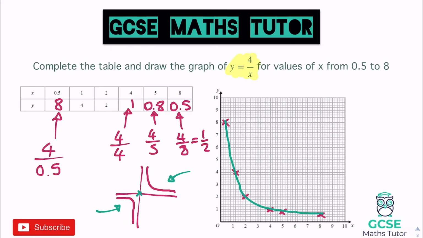No matter what number we put in, we're never going to get a value of 0. We can keep making x smaller and smaller, but we'll just get a bigger answer for y. We can keep making x larger and larger, but again we'll just get a smaller value of y. It will never actually hit 0. So these sorts of graphs never actually touch the axes.